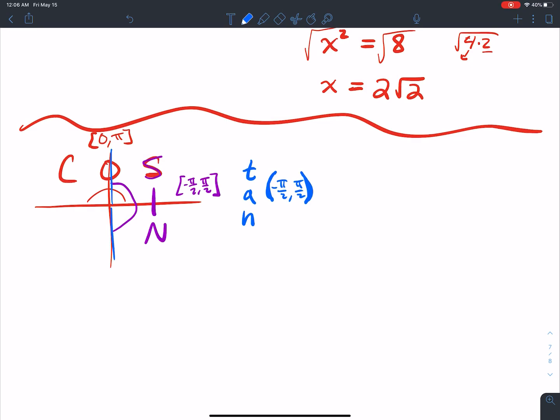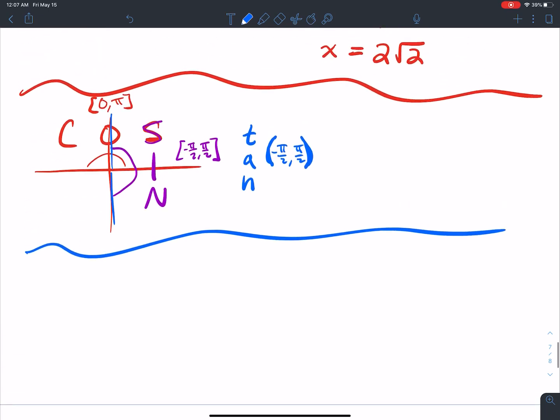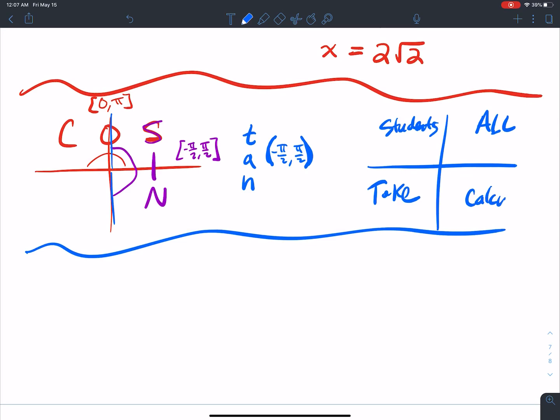For my inverse functions, maybe that helps you memorize it, maybe it doesn't, but if it doesn't, you figure out a trick that helps you learn it. The all students take calculus helps a little bit. Everything is positive, all the trig functions are. Students, sine and cosecant. Take, tangent, cotangent. Calculus, cosine and secant. Those are the positive ones for that quadrant.